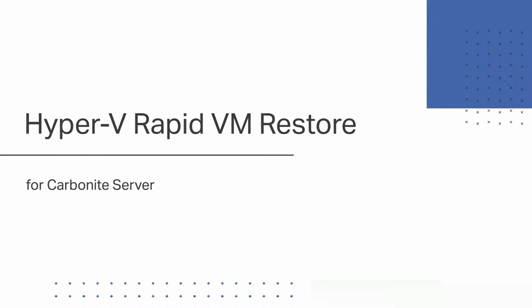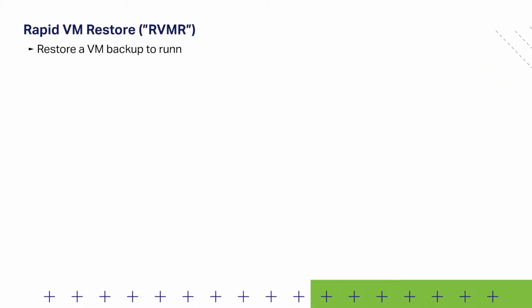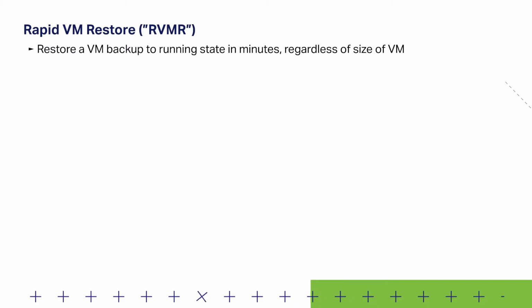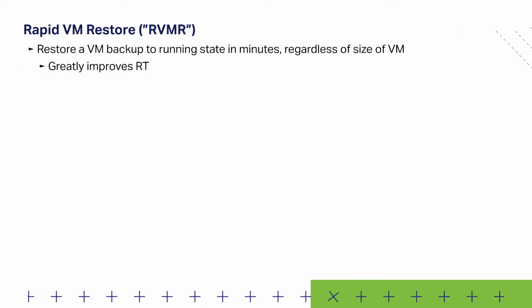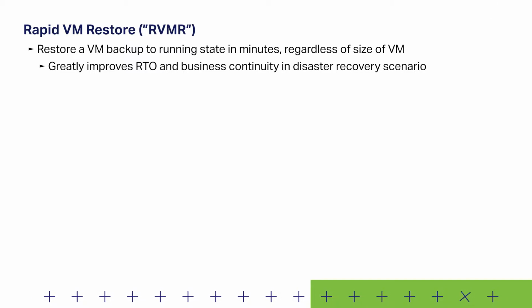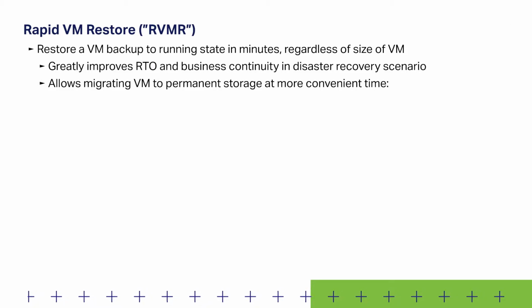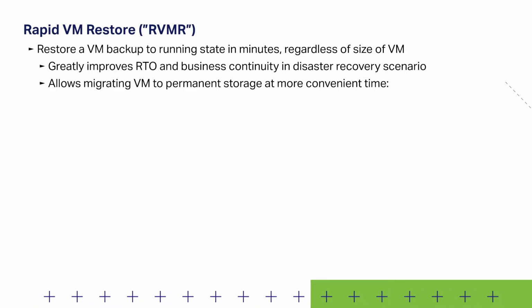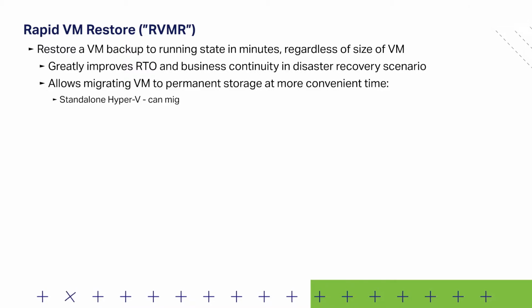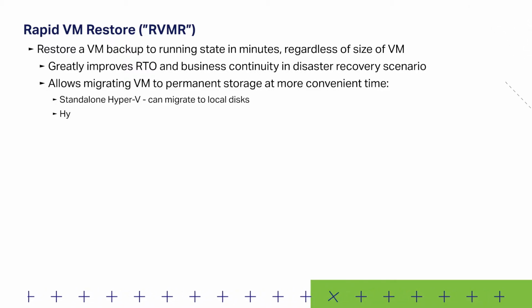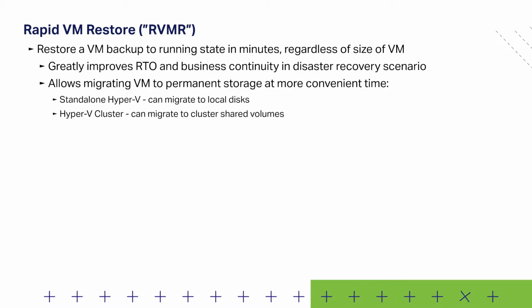To review, RVMR allows restoring a virtual machine backup to a running state in a matter of minutes, regardless of the size of the VM. This greatly improves your RTO and business continuity in the case of a VM outage or disaster, and allows you to migrate the RVMR VM disks to permanent storage later at a more convenient time. For standalone Hyper-V, the permanent storage location can be the local disks. In a Hyper-V cluster, you can migrate to cluster shared volumes.